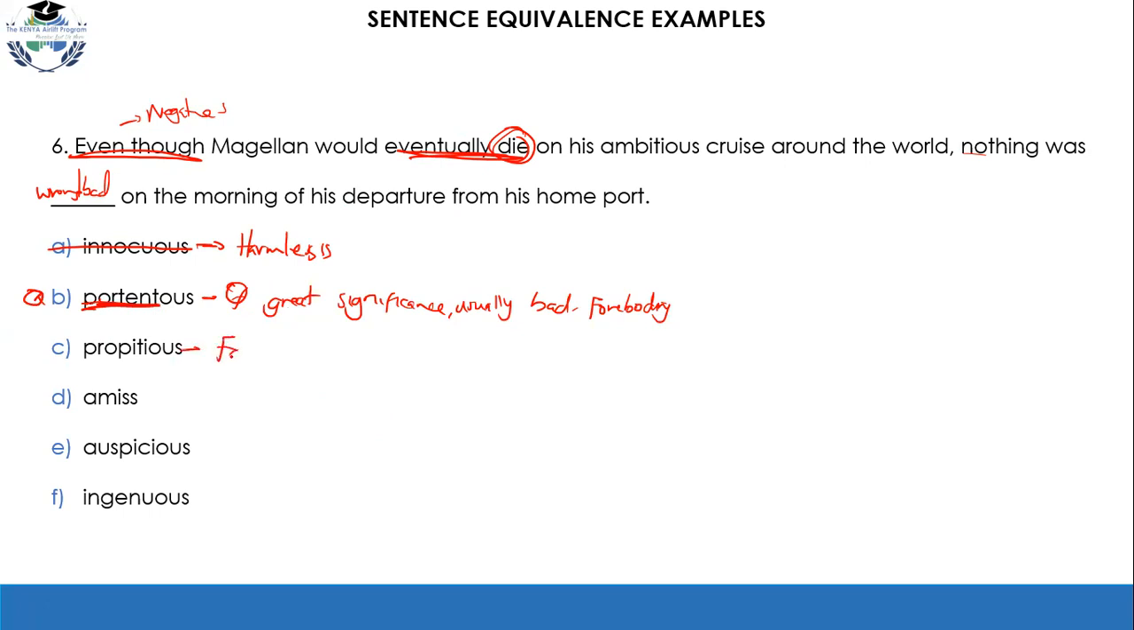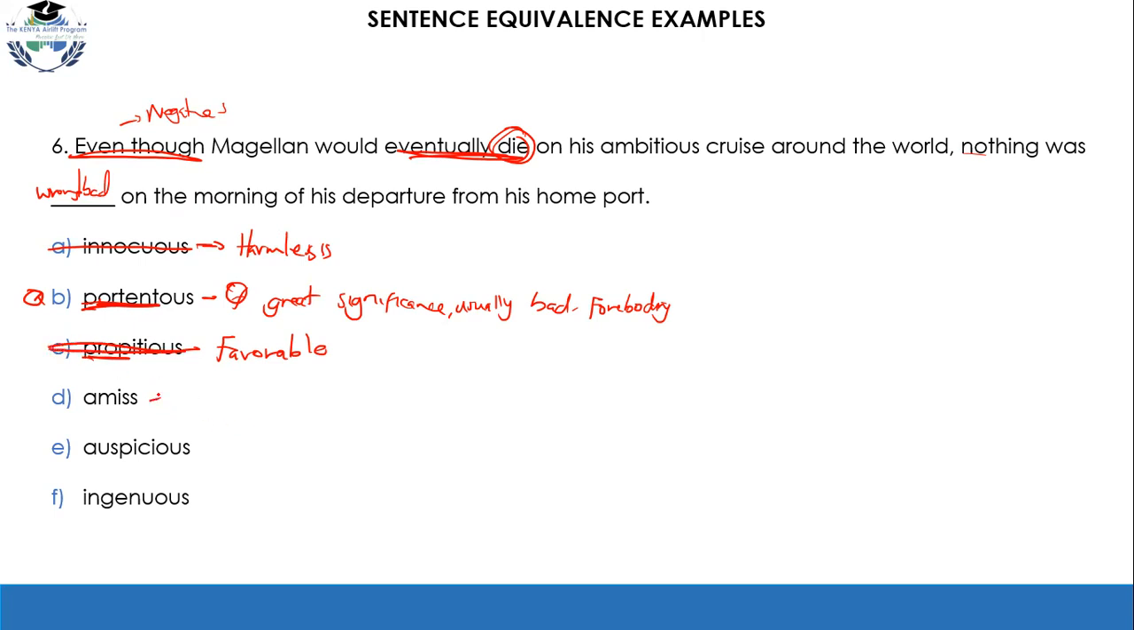Propitious means favorable. That's the meaning. Propitious meaning favorable. Again, prop meaning prosper. Propitious, prosper, right? That's the prefix of that word. So nothing was favorable, right? If nothing was favorable, probably you would not have taken that journey. So nothing, as in there was no sign that it was going to end badly, no sign that he was going to die. So again, propitious here doesn't really make sense for this.